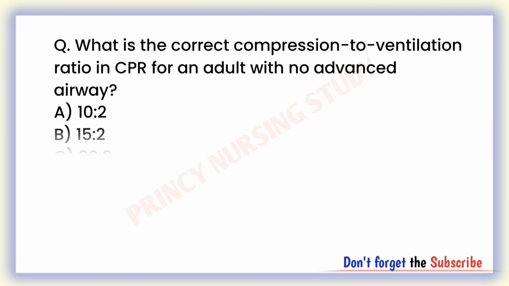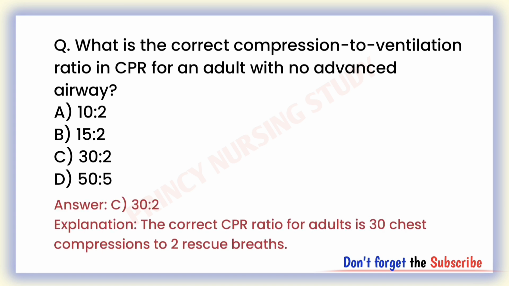Next question. What is the correct compression to ventilation ratio in CPR for an adult with no advanced airway? Correct answer is C, 30 to 2. The correct CPR ratio for adults is 30 chest compressions to 2 rescue breaths.